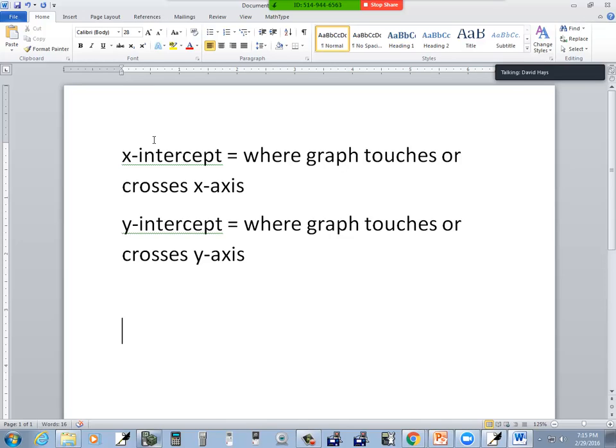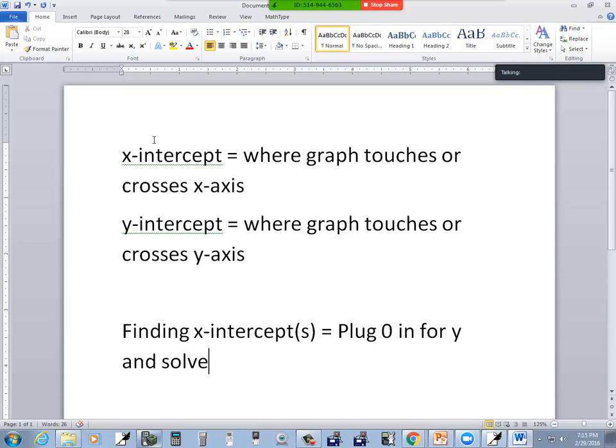Now, graphing by using intercepts, for lines anyway, is a popular technique because it's pretty simple to find the intercepts. Finding the x-intercept, you plug 0 in for y and solve. It's always the same. Whatever intercept you're trying to find, you always plug 0 into the other variable. So finding the y-intercept, you plug 0 in for x and solve.